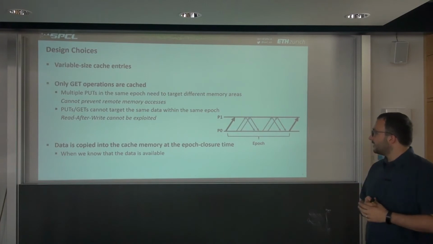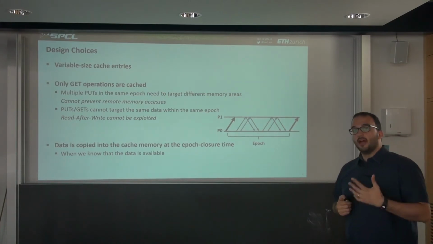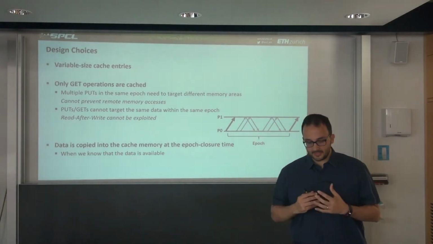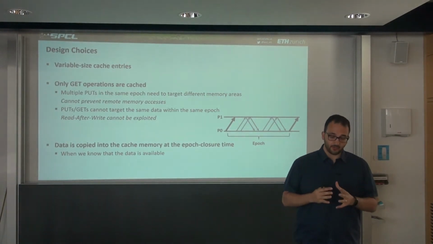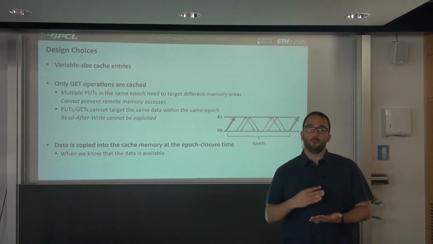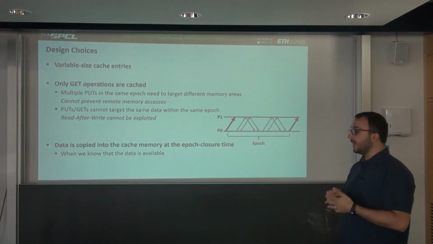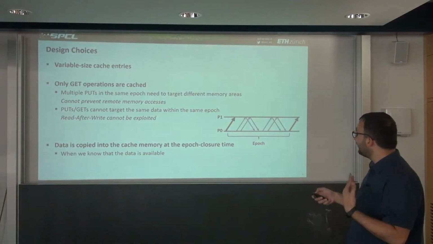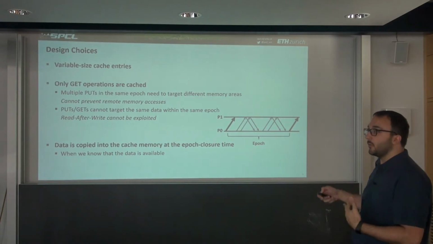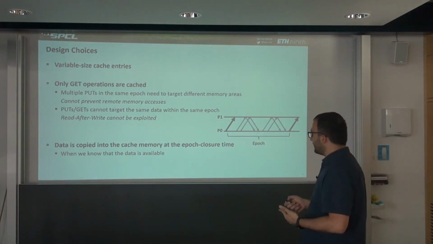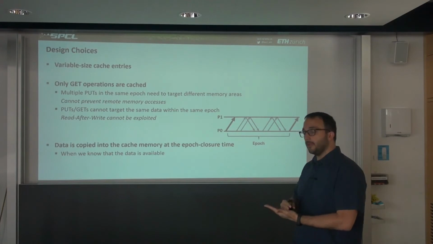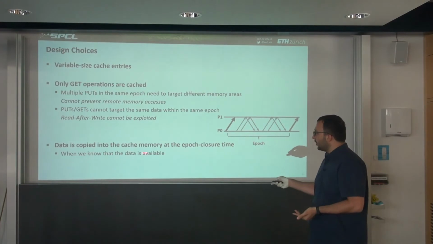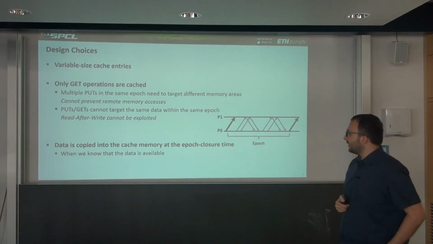One important design choice is that the data has to be copied into the cache when the epoch closes. This choice derives from the fact that we want to build this framework on top of MPI and not within MPI. Hence, we need to comply with the specification that says we can be sure that the data has arrived only when the epoch terminates. As a consequence, only at that time we can make the second copy, the copy in our caching system. So we introduce an additional data copy stage here.